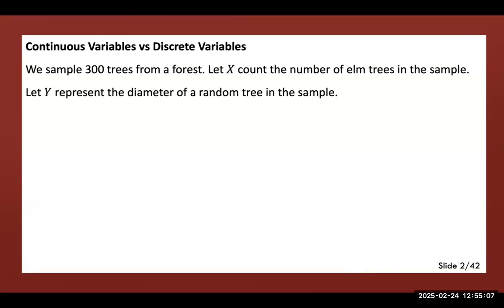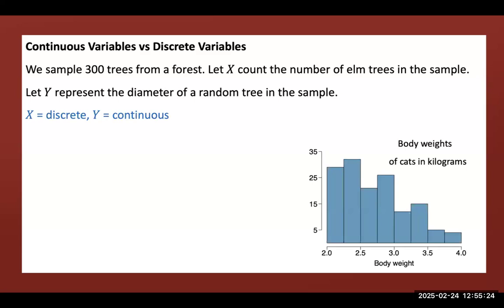X is a discrete random variable. While Y represents the diameter of a random tree in the sample. This is something we have to measure, and it can take on values like 7.24 inches. This is a continuous random variable. Another example of a continuous random variable would be body weights of cats in kilograms. So you have a sample of cats, you weigh them all, you have to measure it. Weights can take on values like 3.2 kilograms.